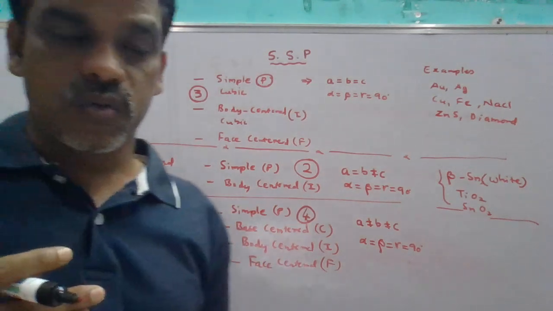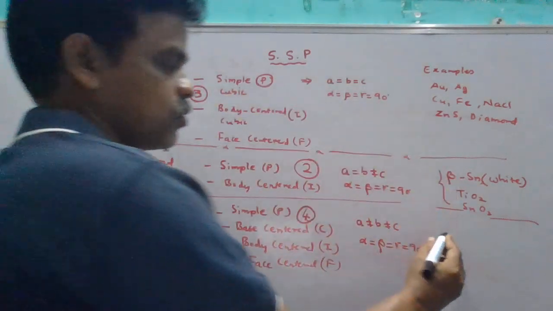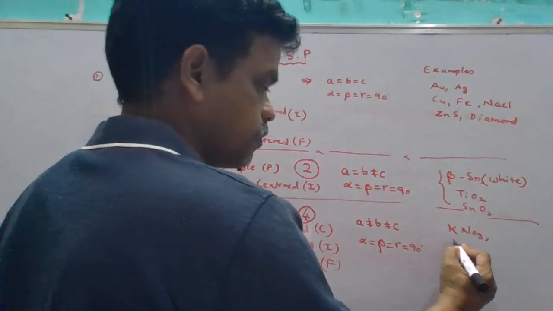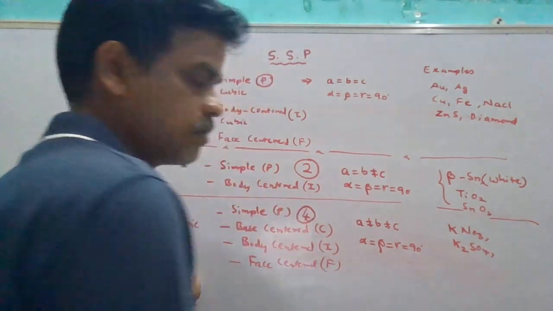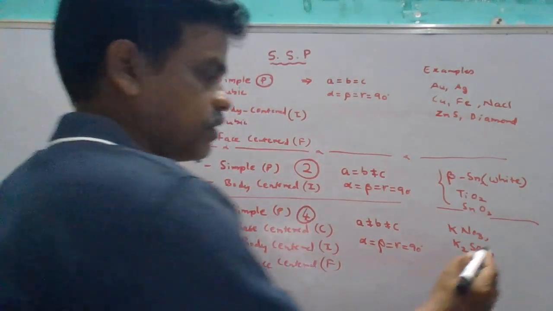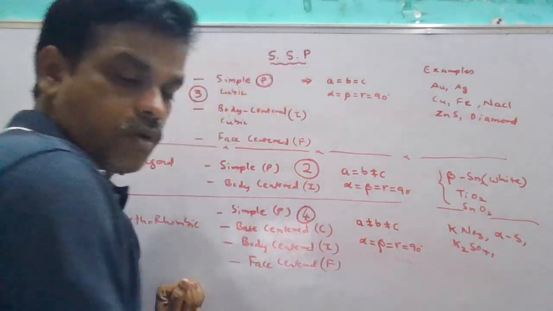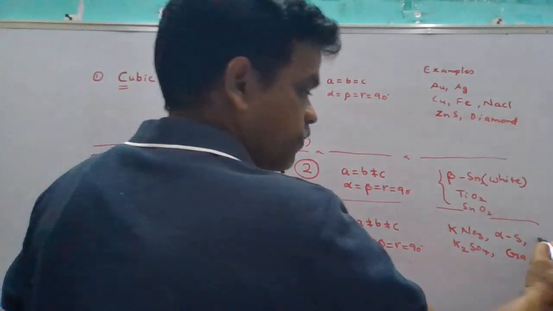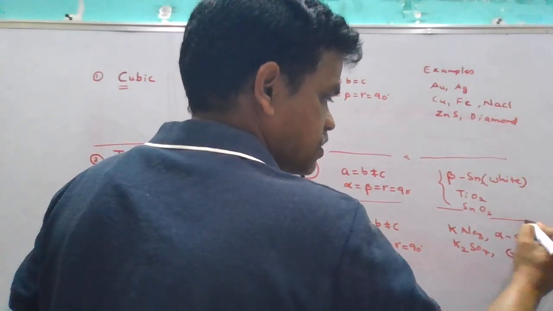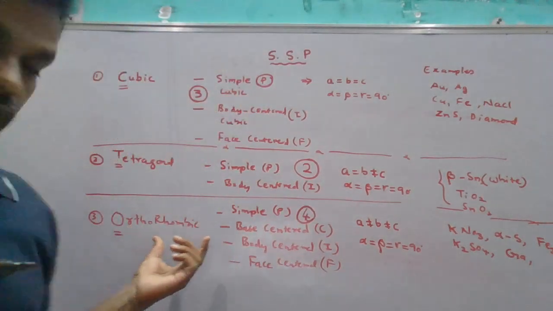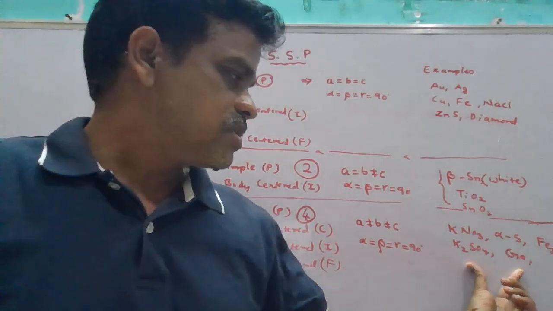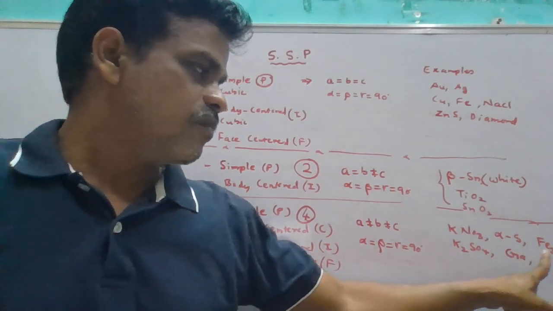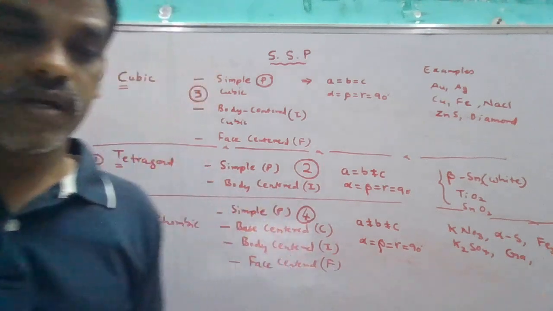Which compounds exist in orthorhombic crystal system? For those examples: potassium nitrate, potassium sulfate, alpha sulfur, gallium, Fe3C, that is cementite. See, these compounds exist in orthorhombic crystal system.